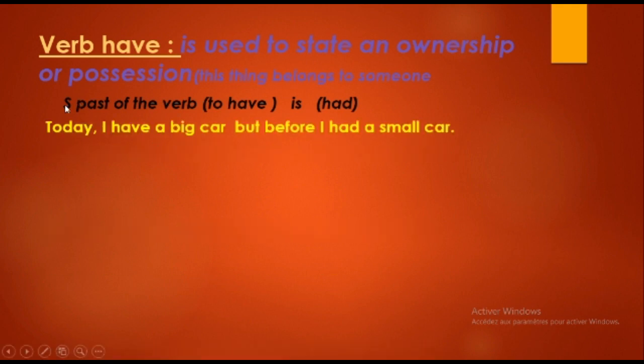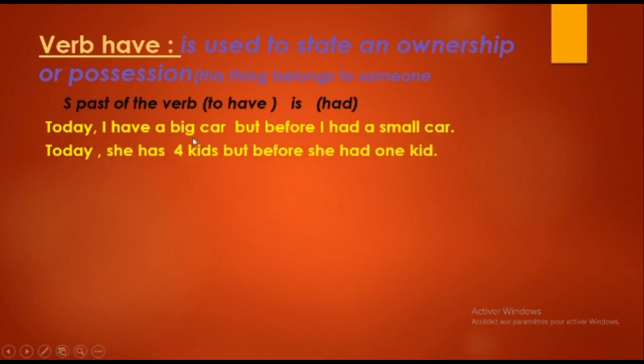Let's read example number 1. Today I have a big car, but before I had a small car. Look at the second part of the sentence. Before I had a small car. But before, the sentence is in simple past. So we use had with I. Before I had, not have, we should say I had a small car.